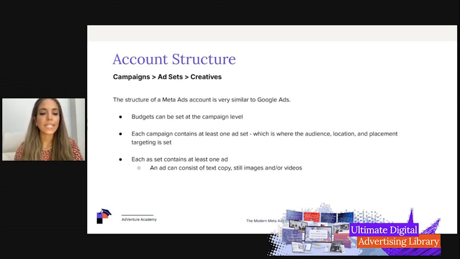Each campaign contains at least one ad set, which is where the audience, location, and placement targeting is set. And then each ad set contains at least one ad. So you could have multiple ads within each ad set. You can have one ad, and that ad can consist of text copy, still images, videos, anything we've discussed beforehand under the creative section.